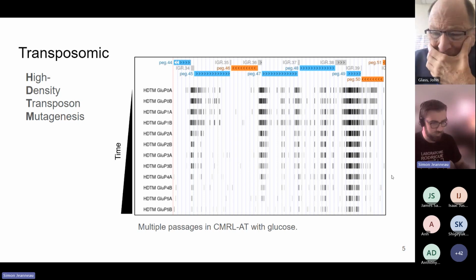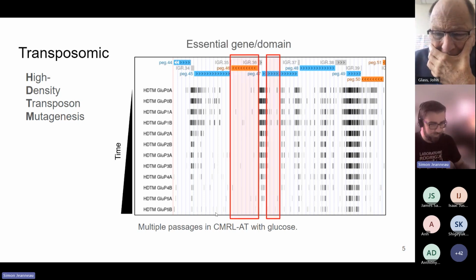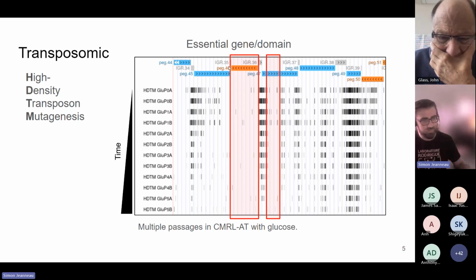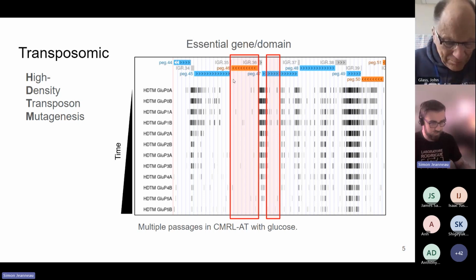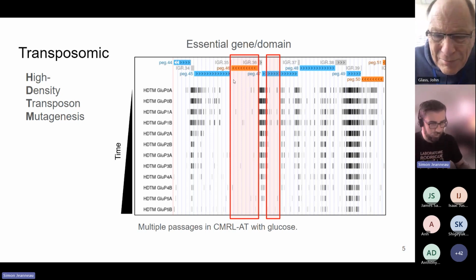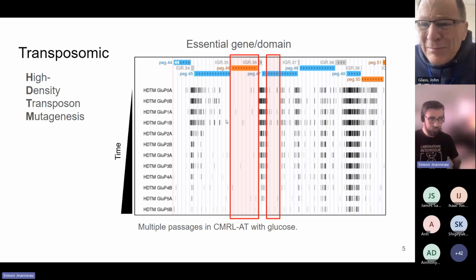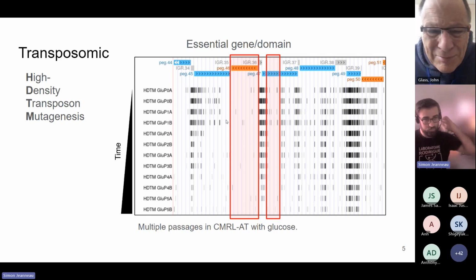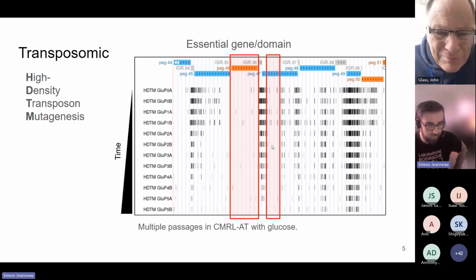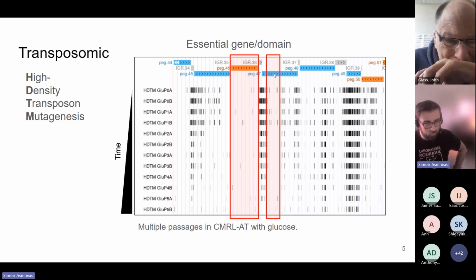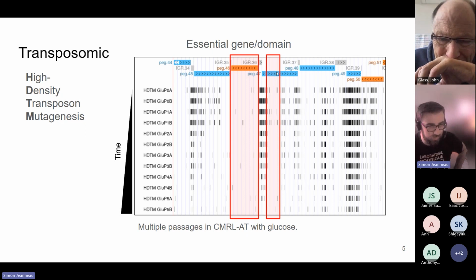And only visually we can see that, for instance, the gene PEG46 is extremely essential because it's almost totally exempt of insertion. So at all times in the experiment, this gene was not allowed to have an insertion, so it's strongly essential. And since we have a very high density of insertions, we can even inspect the genes at a lower scale, so at a higher resolution.